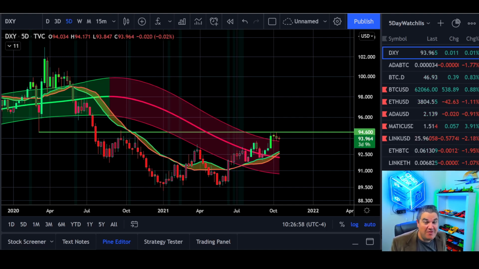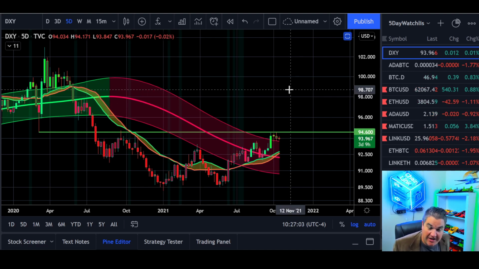Happy Monday. Today we're going to start off with the DXY. The DXY is an important key factor. It's the US dollar index. So based on crypto, anything that's trading against the US dollar tends to be an important factor for the DXY.